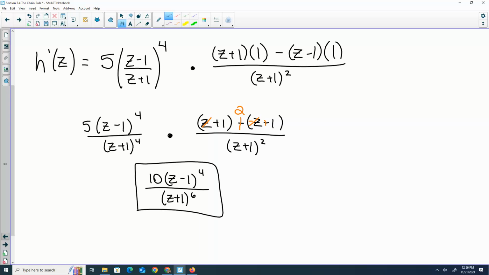So we can use a combination of rules. We're going to do quotient and chain this time. Would you take it if we left it as the 10 over z plus 1 squared times the z minus 1 over z plus 1 to the 4th? I'd probably take off a half for just not combining the similar things.